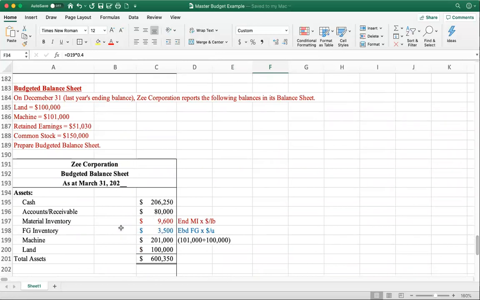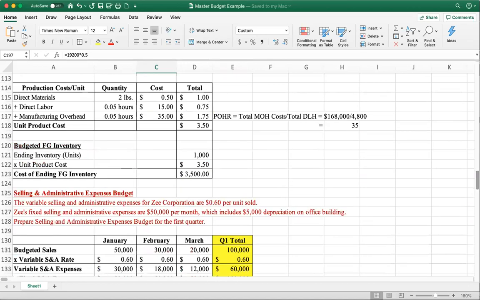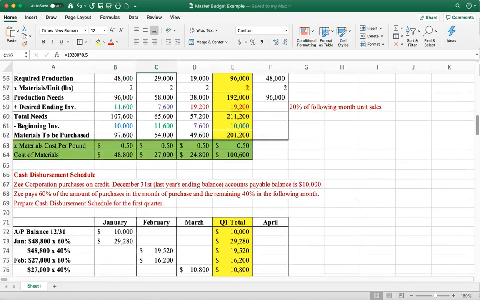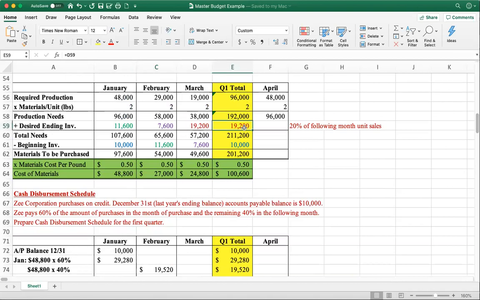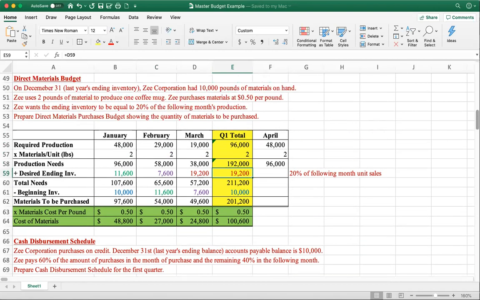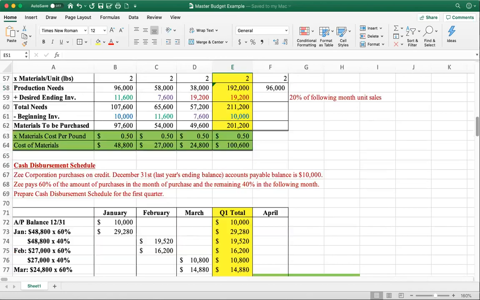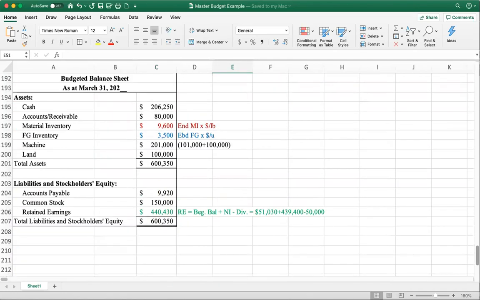Then we have material inventory that's coming from your direct material budget, 9,600, which is 50 cents per pound times the ending inventory of raw material or direct material. If you go in the direct material budget, you will see that the ending inventory for your direct material is 19,200 pounds. So you get 19,200 pounds, and then it costs 50 cents per pound for the material. That will give us a total of 9,600, 19,200 pounds times 0.5 or 50 cents.